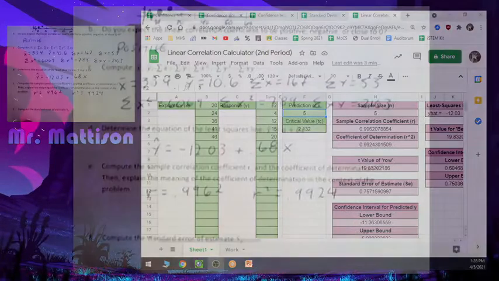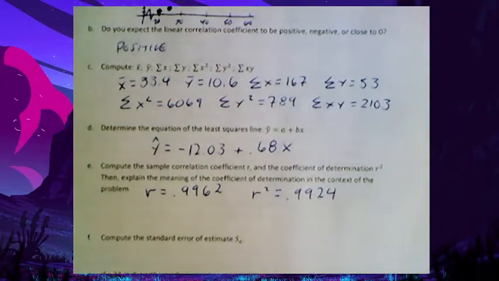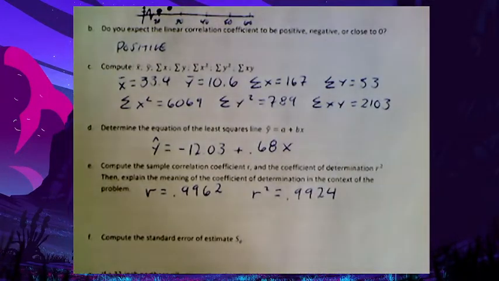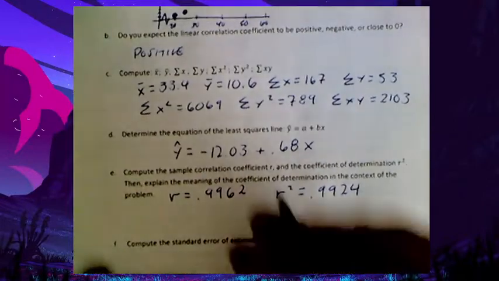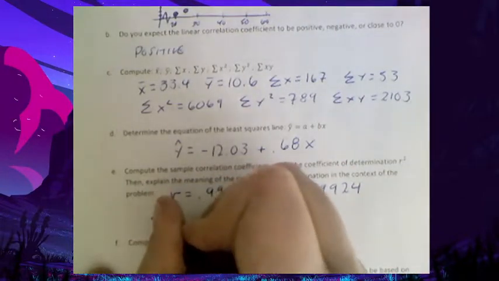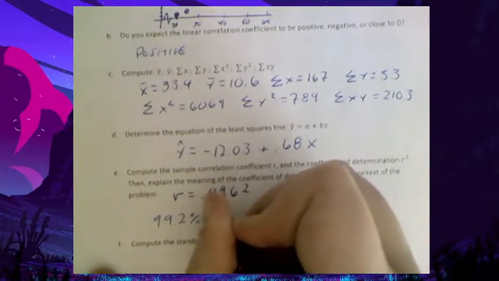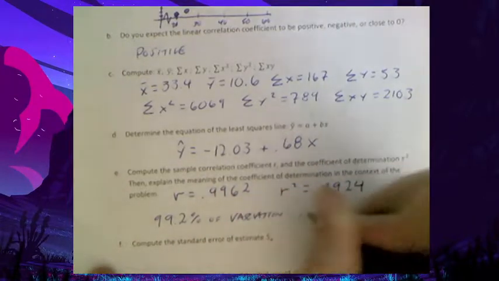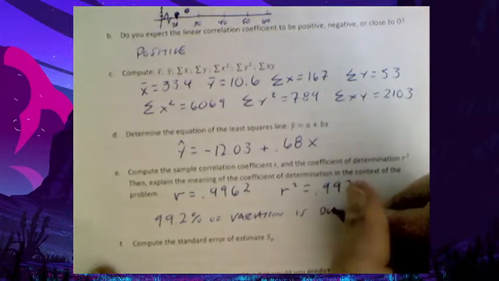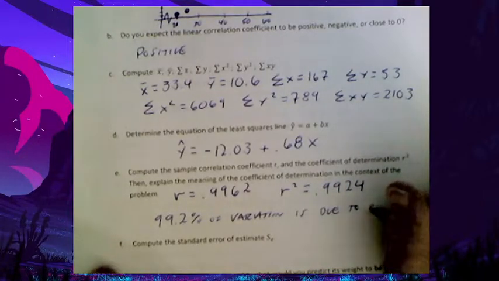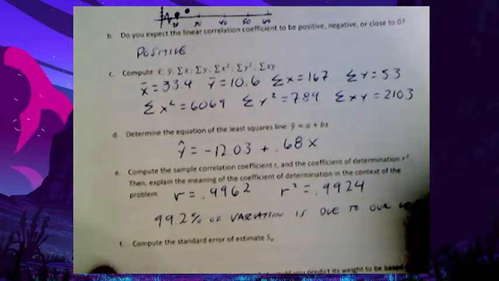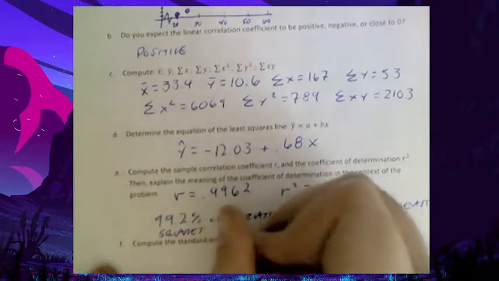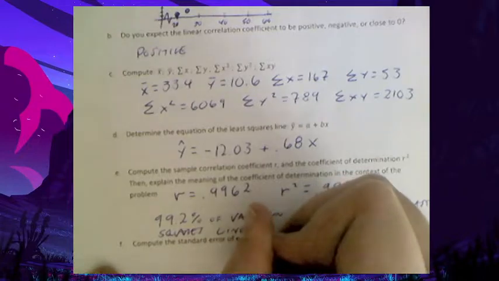So what does that mean in context? Well, specifically this tells us the percent of our variation due to our least squares line. So 99.2% of our variation is due to our least squares line, right? Which is good, right?